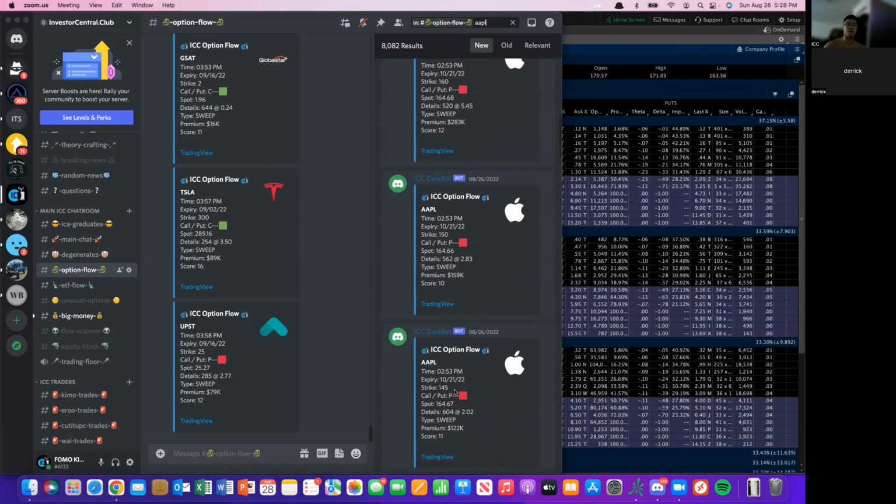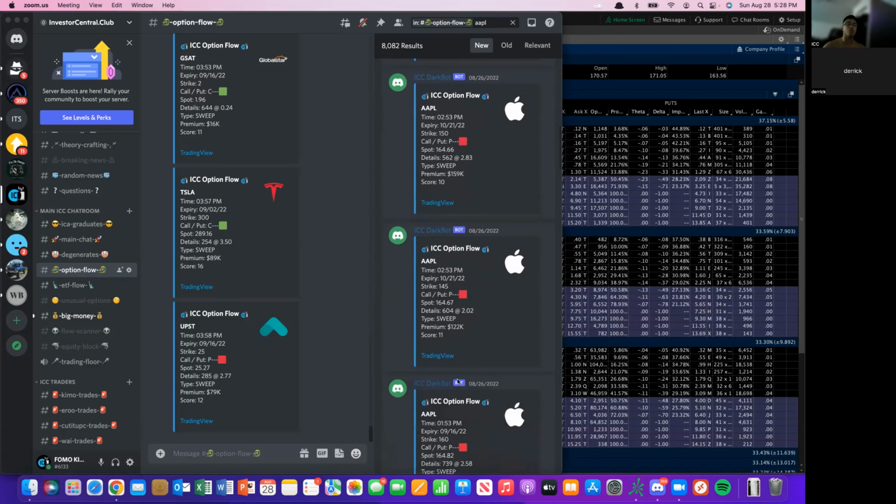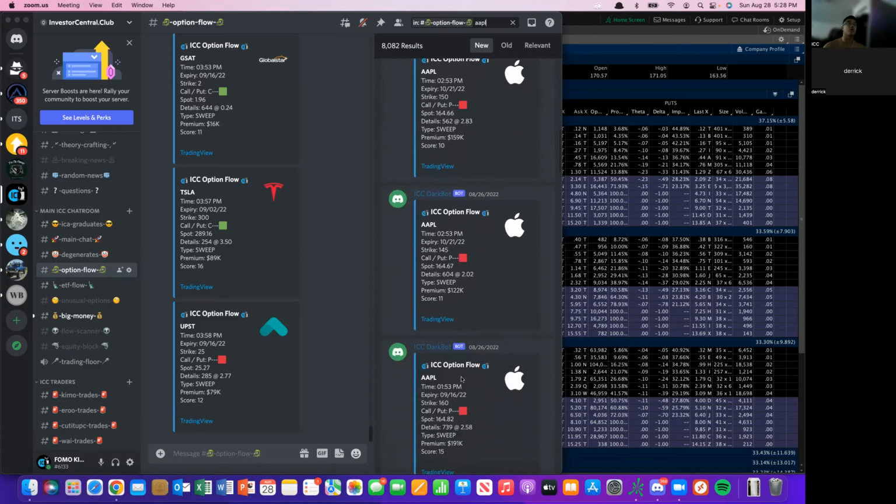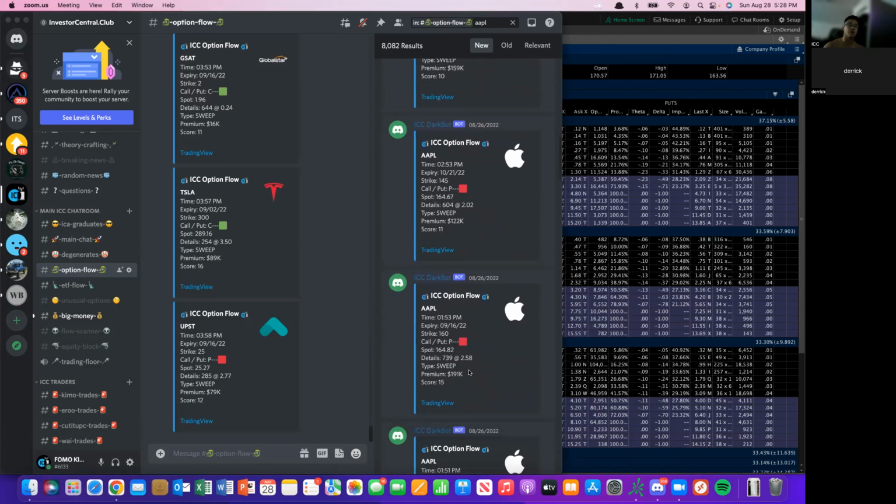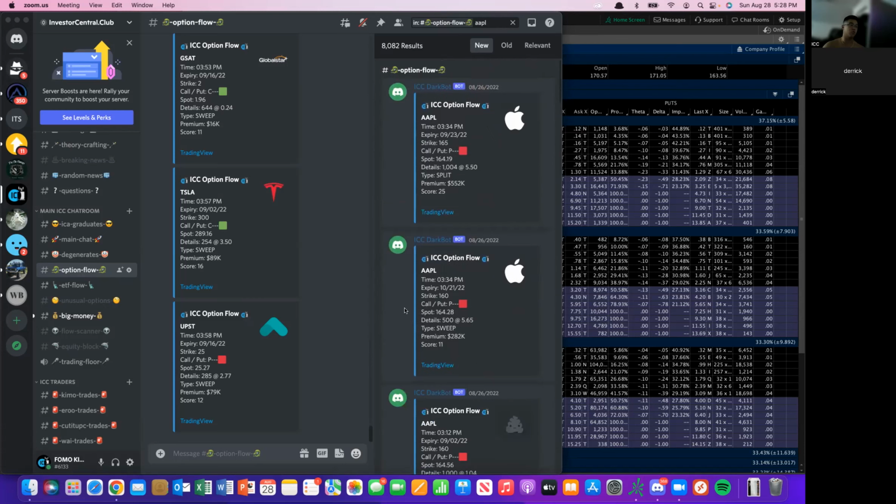Looking at the strikes too, you want to notice that these guys are buying out-of-the-money contracts. They're buying further below, right? Which means they have a slightly stronger conviction that it's going to go down than up by October 21st. And that's how you should continue to use this, right?